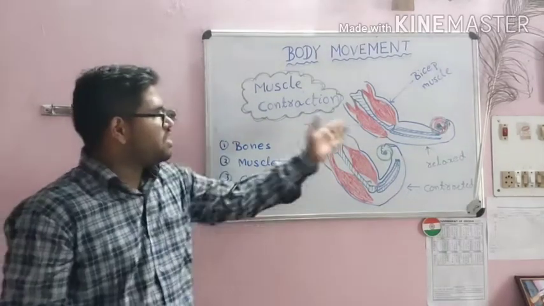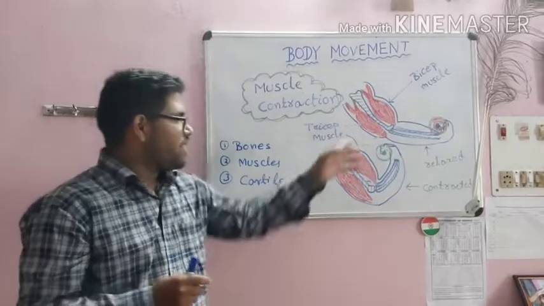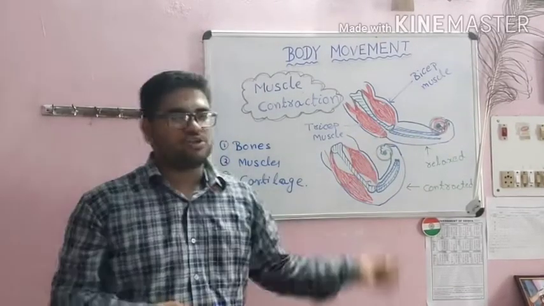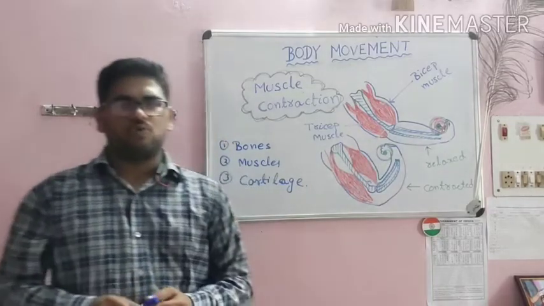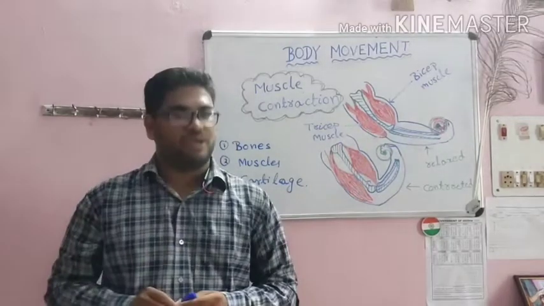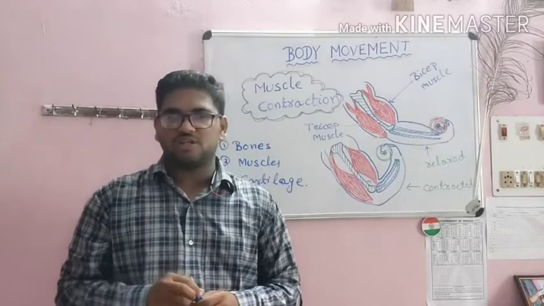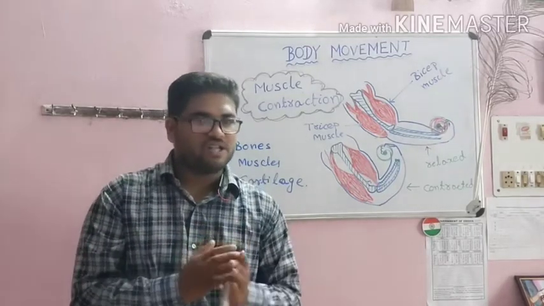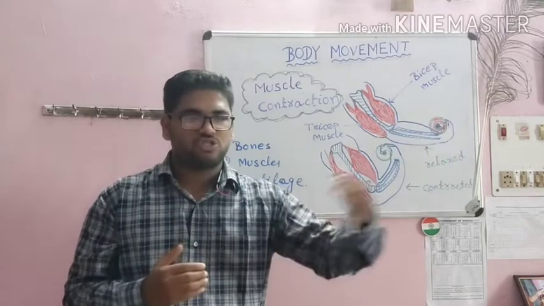Here we learn the muscle contraction process by this picture. Here are the bicep and tricep muscles and how they function. Always remember one thing: muscles work in pairs. Always there are two muscles which help in the movement of the bones. With the help of muscles, bones can move from one place to another.